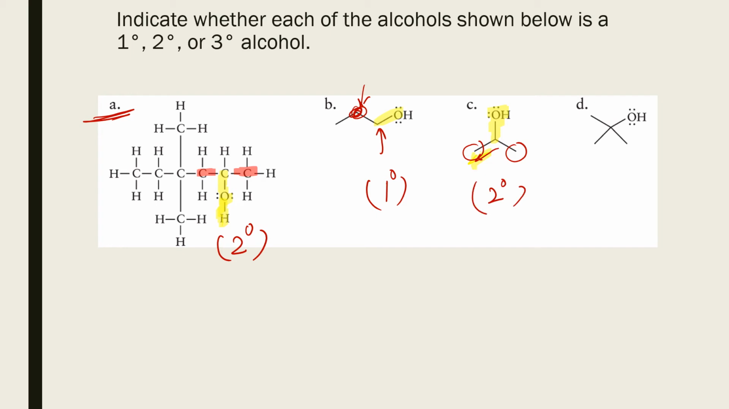And finally, the last example, the carbon containing the hydroxyl group is in the middle, and this carbon is connected to one atom here, another carbon atom here, and another carbon atom here. So it's connected to three more carbon atoms. So therefore this alcohol is a tertiary alcohol.